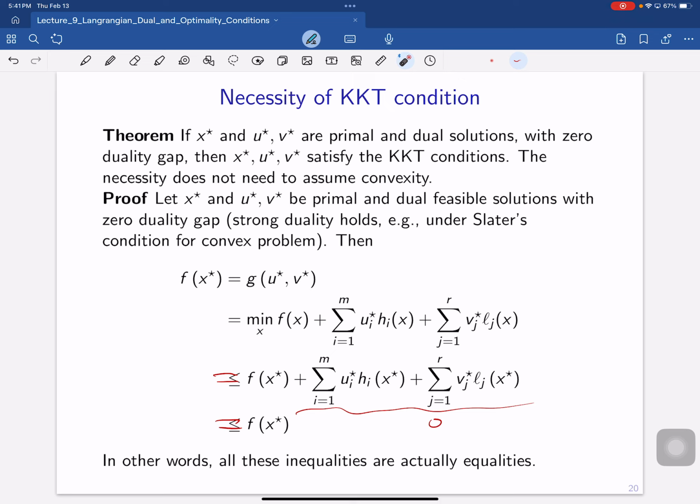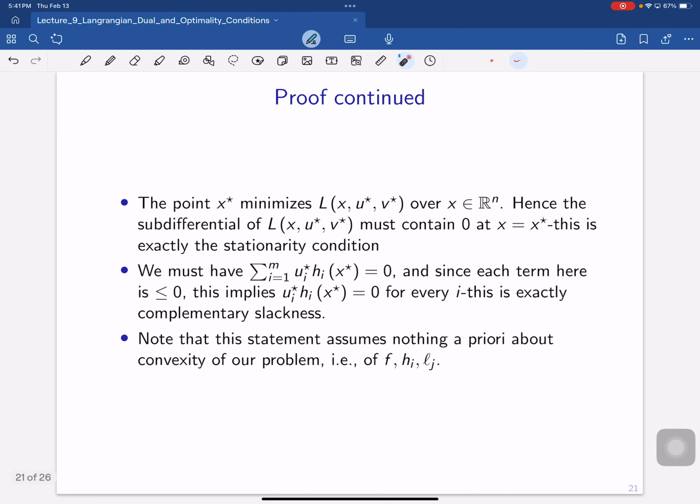And then since x star minimizes this, the inequality also holds, right? Then x star must be the minimum of this optimization problem, right? And since x star is the minimum, then the gradient at x star must be 0, right? That's for any optimum to hold. Okay, so therefore you got the complementarity condition and the stationarity condition. Okay, so you can check this argument here.